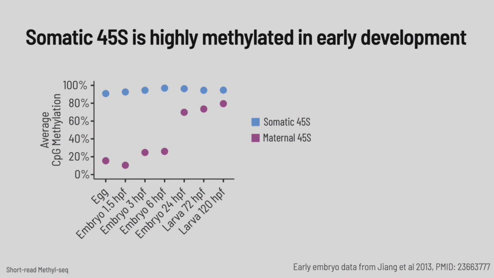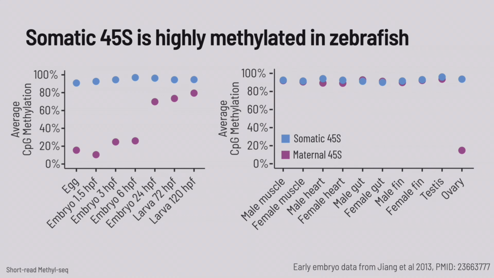So we decided to look in the adult as well. We looked at 5 different tissues in males and females: muscle, heart, gut, fin, and gonads. And in all cases, we saw that the somatic was highly methylated, and the maternal was highly methylated in all of these tissues where it was not expressed, and only lowly methylated in the ovary.